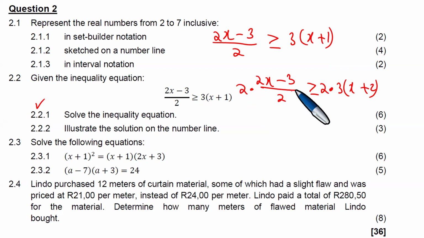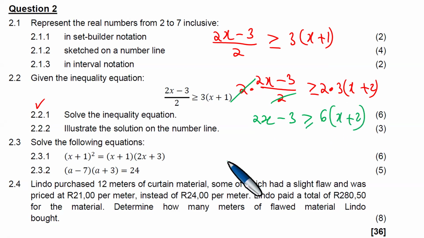Multiplying by 2 both sides of the inequality does not change the direction of the inequality. But what is important is that this 2 is going to cancel that, and 2x - 3 is greater or equal to 2 by 3x, it's 6x, plus 2. Then 2x - 3 is greater or equal to 6x plus 6 times 2, it's 12.